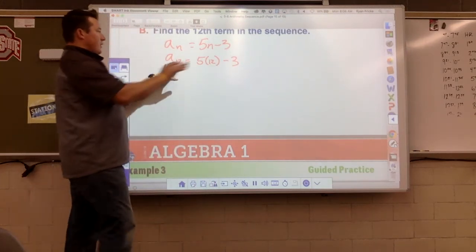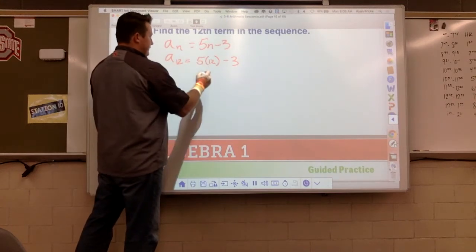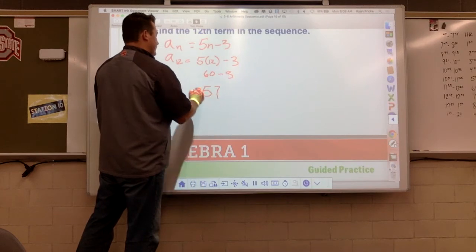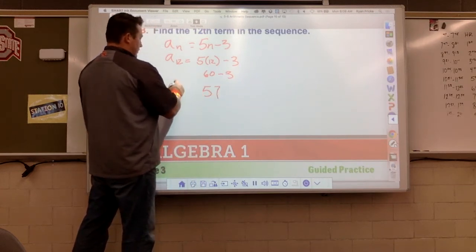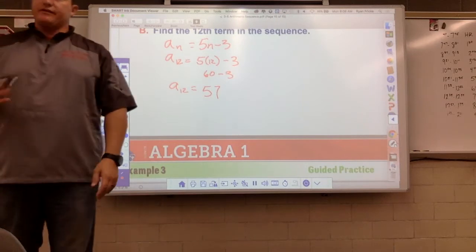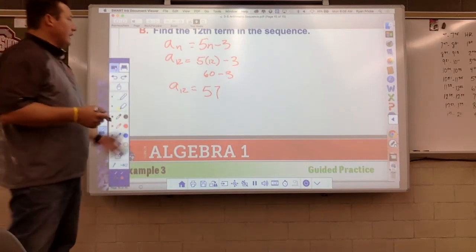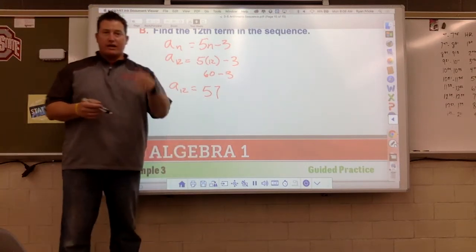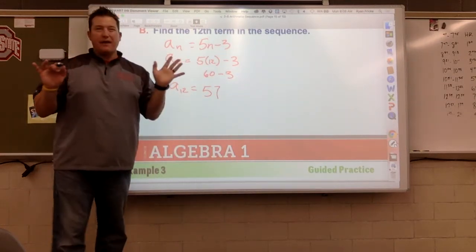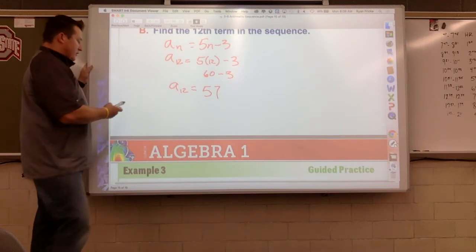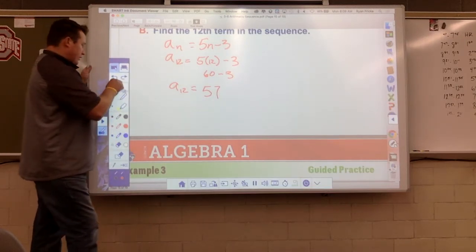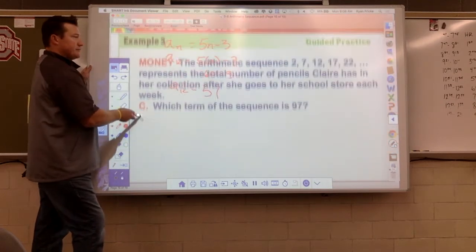So this is 60 minus 3. The 12th term, a sub 12, is 57. Much quicker, guys, than if we were to keep adding or subtracting that number. Now this one, 12 times, not that bad. We could probably do that and it wouldn't be awful. But if they said 112, there is no way we would want to do that. You know what I mean?